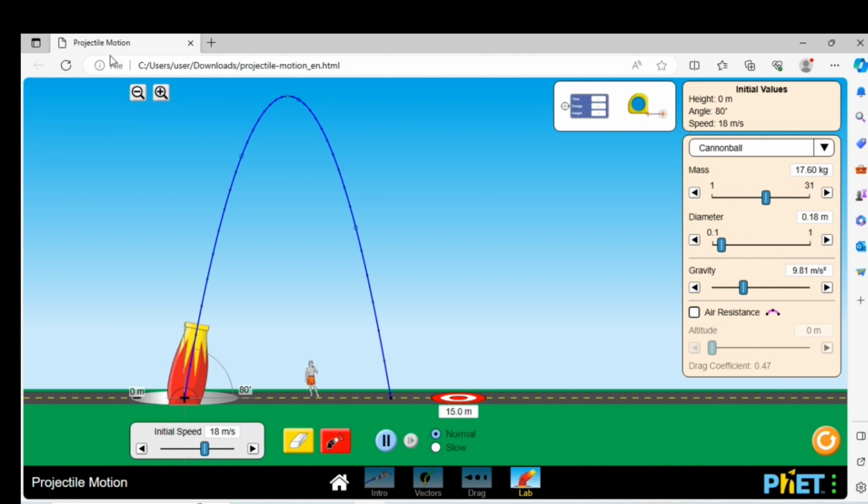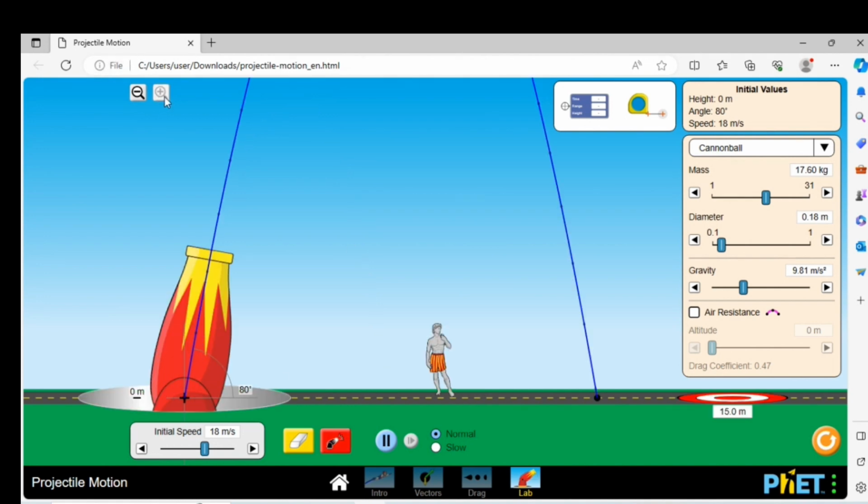Okay, so pwede natin yan i-zoom para medyo malaki. Okay, now let's try kapag with air resistance. So nakita niya, chinek ko yung part na to. So let's observe the trajectory. Okay, is there any difference? Okay, very good. Merong slight difference kapag may air resistance.